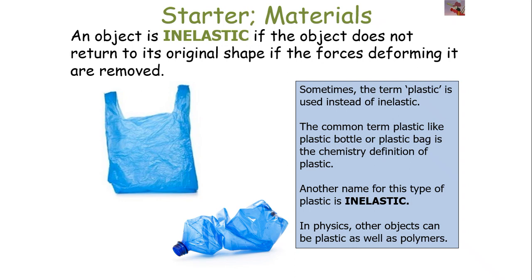However, we don't like to use the term plastic in physics because people can get confused with the chemistry definition of a plastic, which is a polymer. So in theory, there are objects which are not polymers that can act plastically or inelastically in physics.